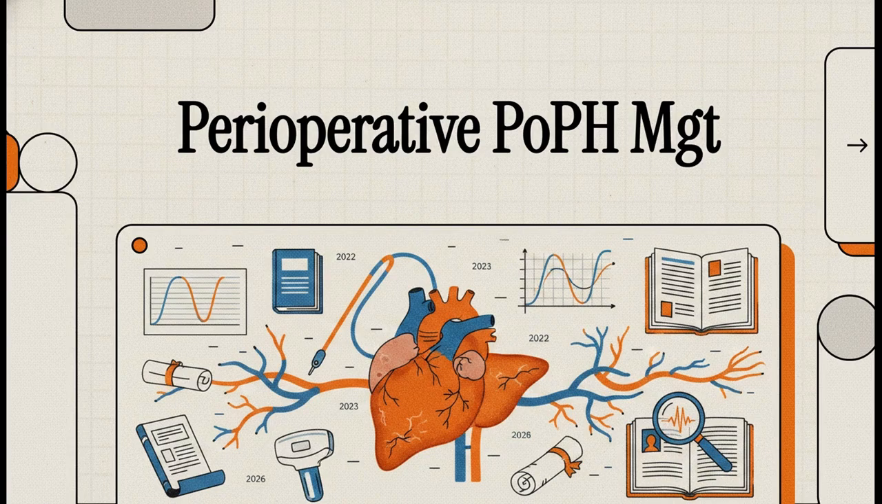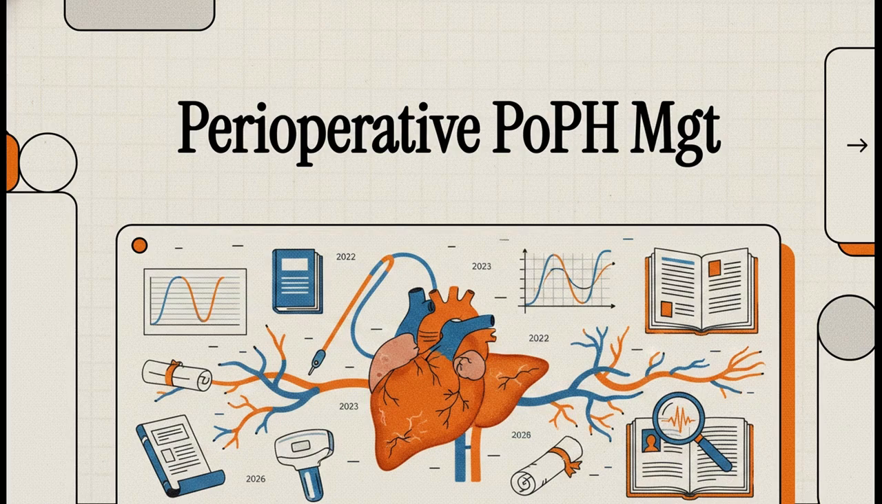Right, let's get straight into it, shall we? I know so many of you have literally just stepped out of theater after managing some incredibly complex hemodynamics in end-stage liver disease patients. Today, we are going to completely unpack a cardiovascular complication that can absolutely make or break a transplant. I'm talking about portopulmonary hypertension, or POPH.